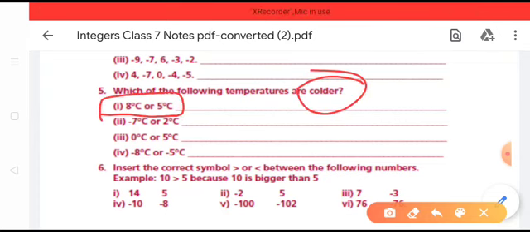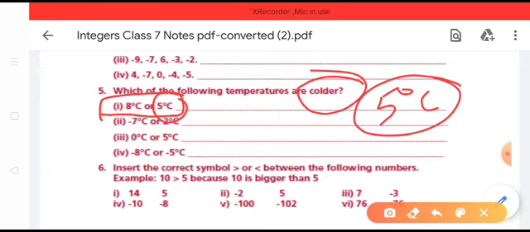Here it is asking colder. Colder means the smaller value given in the question. So 8 or 5, which is the smaller? So 5 is the small value, so 5 degree centigrade is the colder, and minus 8 degree centigrade may be colder, but in the question you can write which of the following temperatures is colder. So 5 degree centigrade is the colder.